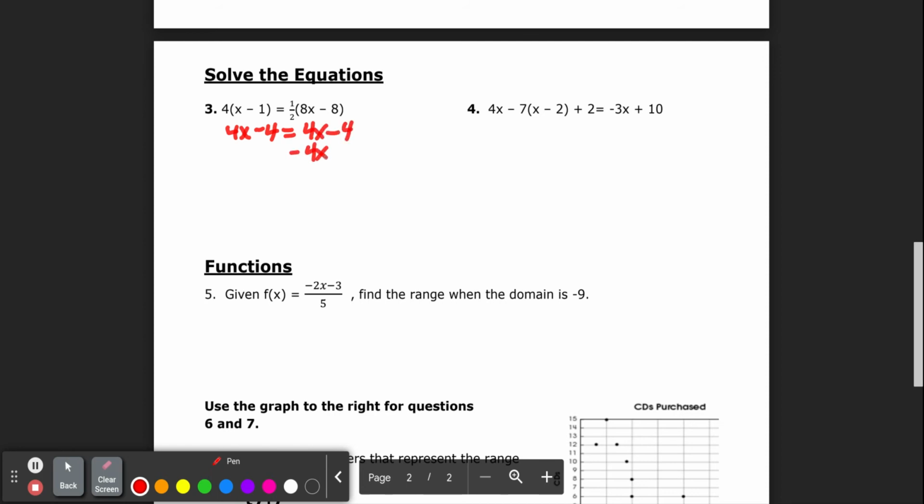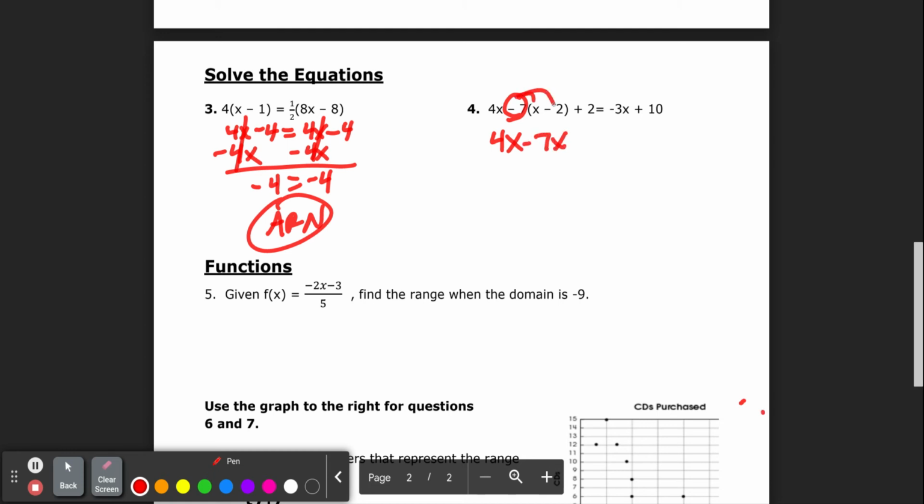So if I subtract 4x from both sides, what's going to happen is my x's will eliminate. Is -4 equal to -4? Well, it sure is. So therefore, it's all real numbers. Number 4, I've got 4x. My -7 is my distributor, so -7 times x is -7x. -7 times a -2 is +14, and that's where everybody seems to mess up on this problem.